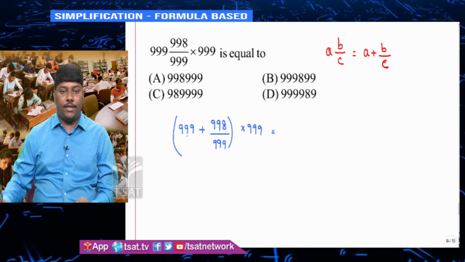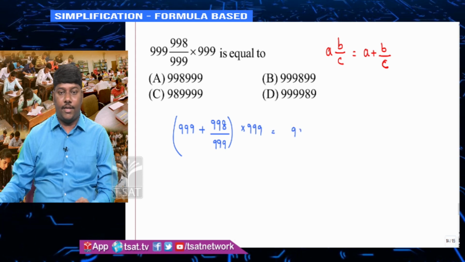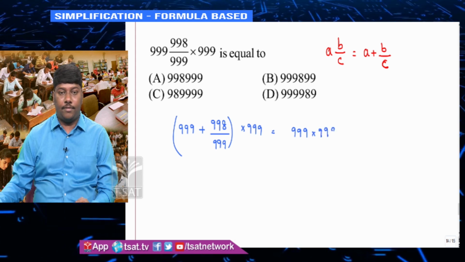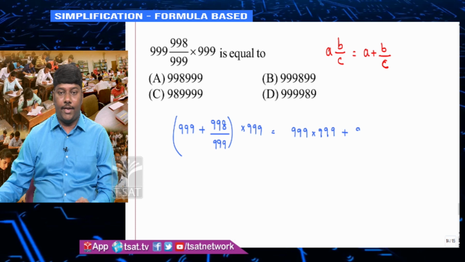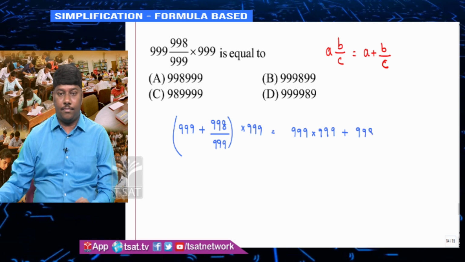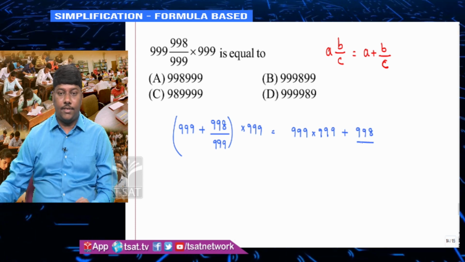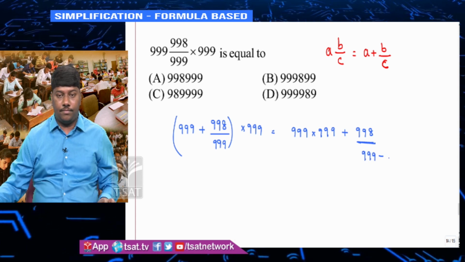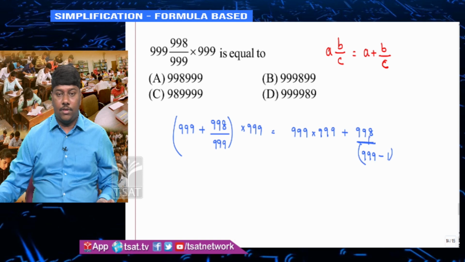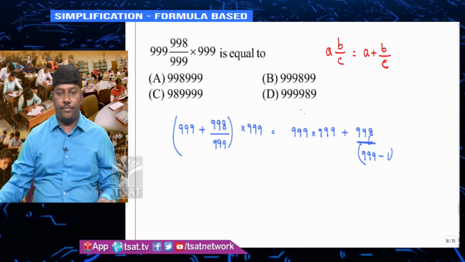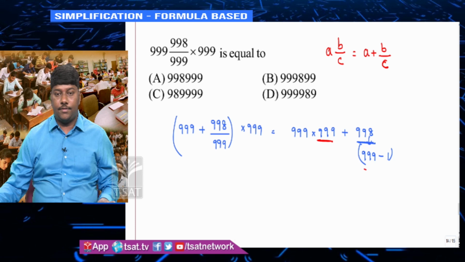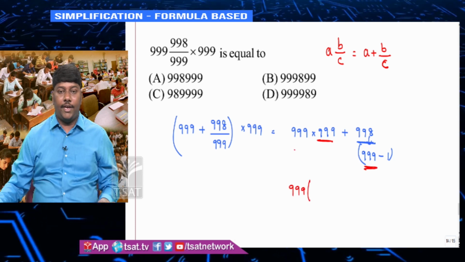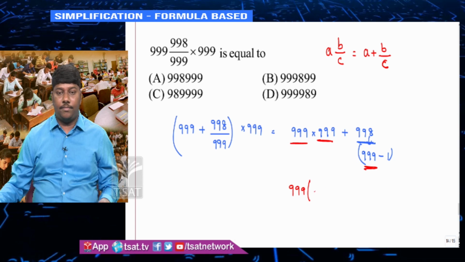So 999 into 999 is 999 whole square. It would be 999 into 999 plus 998. You can write it as 999 minus 1, this particular one. Take 999 common from this and this. If I take 999 common, you are going to get 999 plus 1, that's 1000.